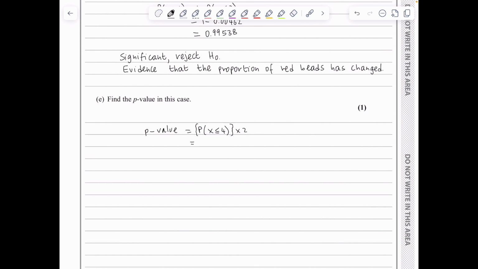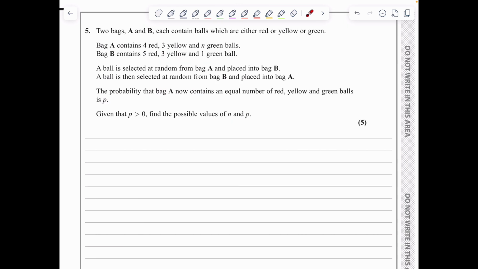So this is 0.0151... times 2, which gives an answer of 0.0301.